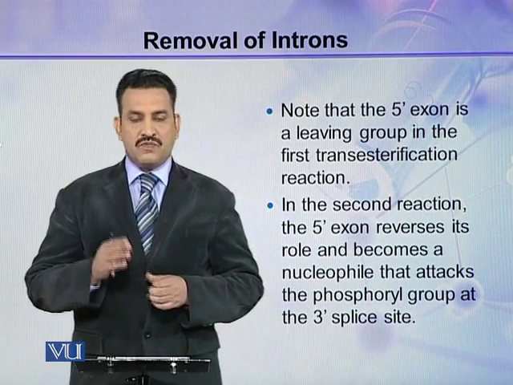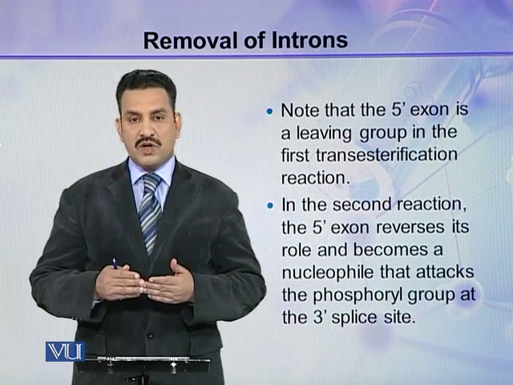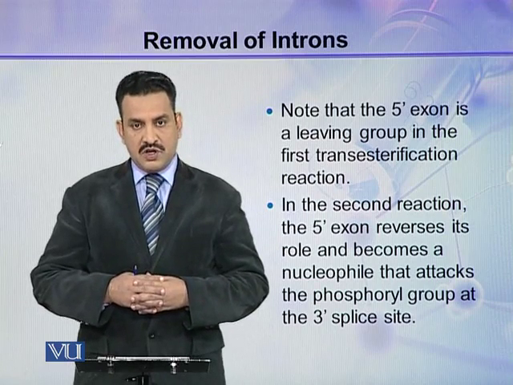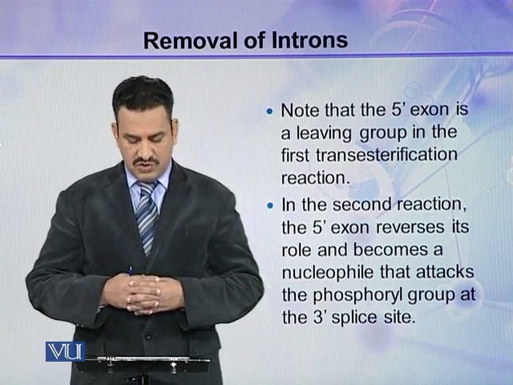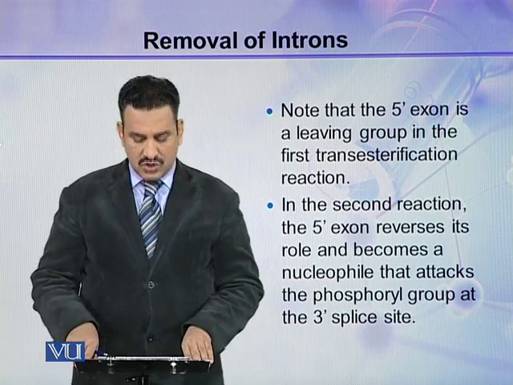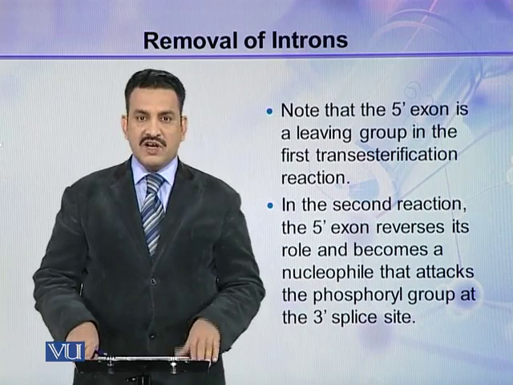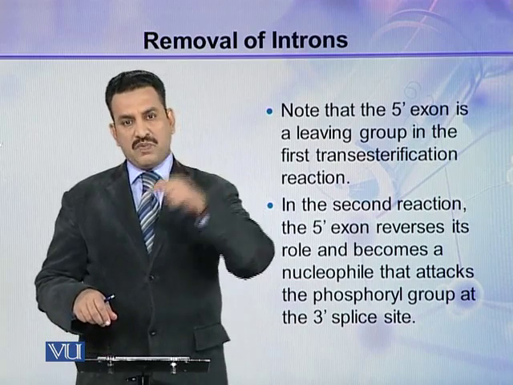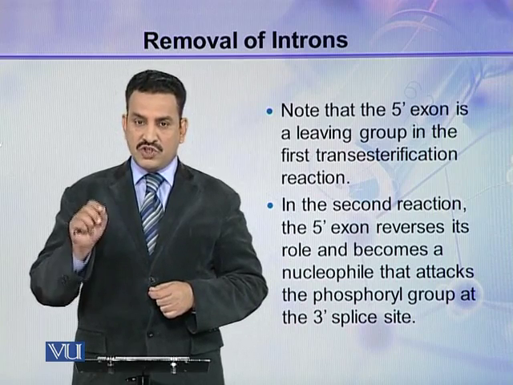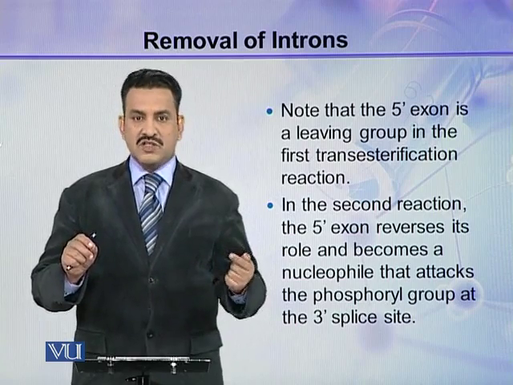Note that the 5' splice site is the leaving group as a consequence of the first transesterification reaction. In the second transesterification reaction, the 5' exon reverses its role and becomes a nucleophile. And when it becomes a nucleophile, it attacks the 3' splice site. So the phosphoryl group of G at the 3' splice site is attacked by this exon.